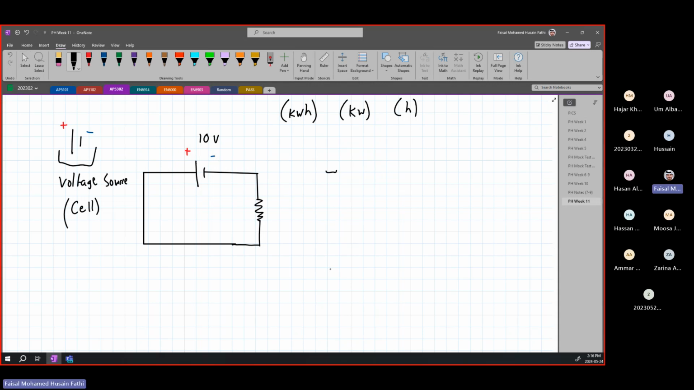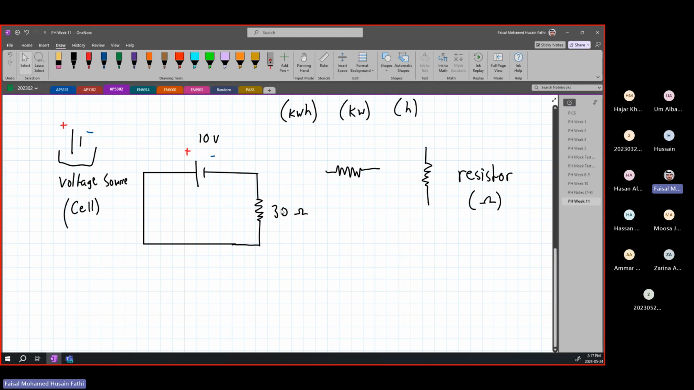And this symbol, if you draw it like this or draw it like this, it's the same thing. This is a resistor, right? And remember, a resistor, the unit of it is in ohms, all right? So they might give you something like 30 ohms here, and this is the resistance value of this resistor.